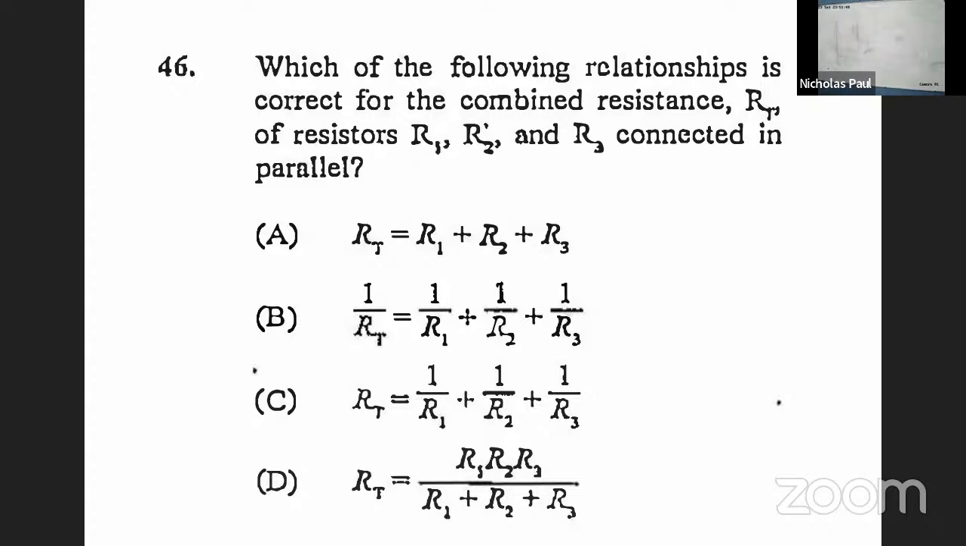Which one is correct there? The question said parallel, right? So this is wrong and that is wrong. Is it D? D is totally wrong, right? That will only work for two resistors. So it'll be this product over this sum. Nice.